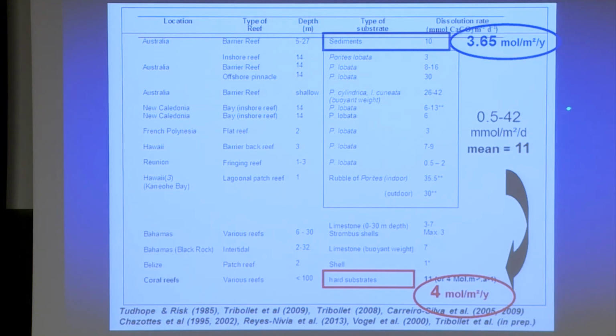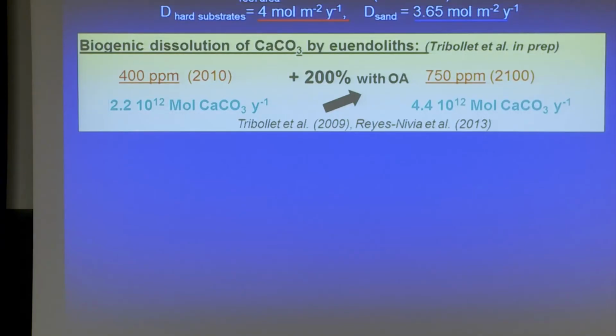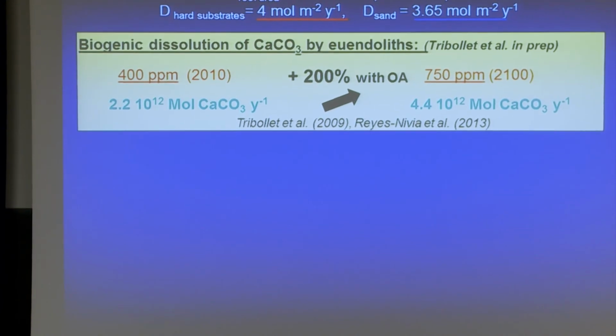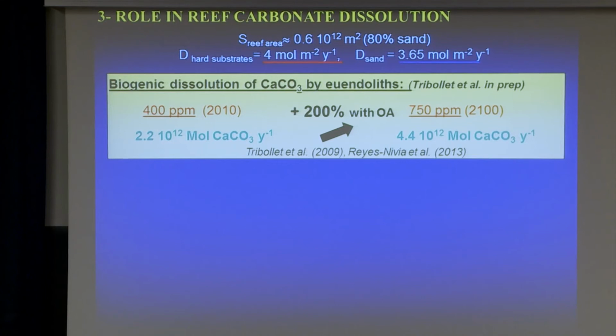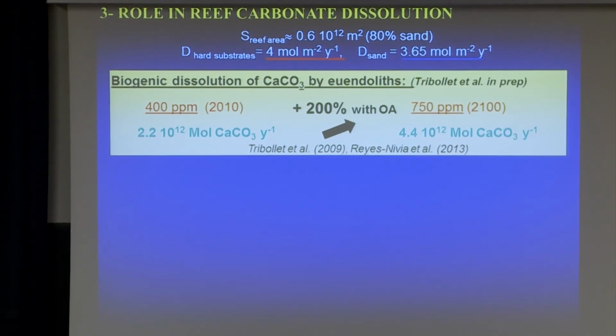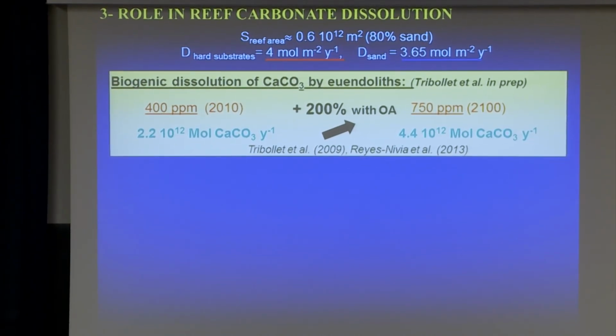And that's a huge range going from 0.5 to 42 millimole per square meter per day. And that converts into 4 mole per square meter per year on average. And that's a conservative number here. So let's go to the large scale. Coral reef worldwide surface area is about 0.6 × 10^12 square meters. And you have to know that 80% of a coral reef is made of sand.